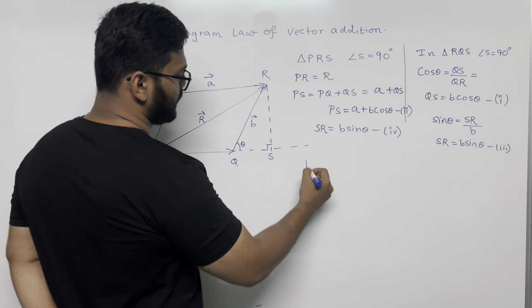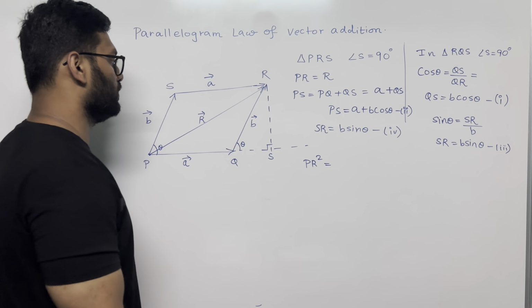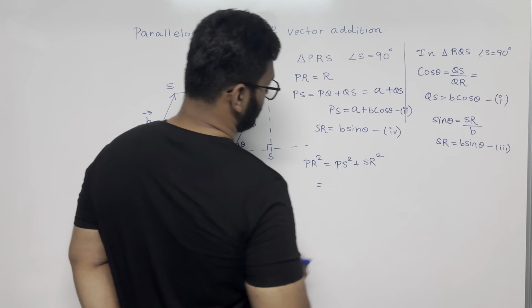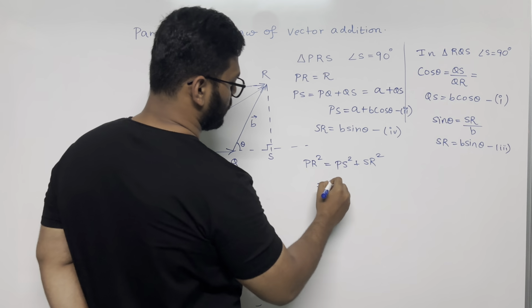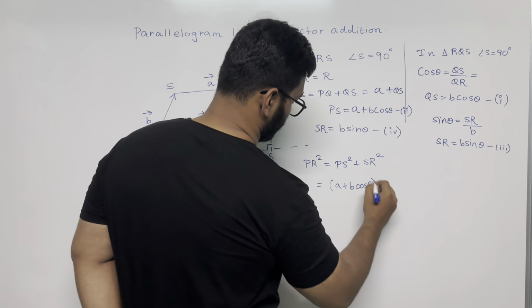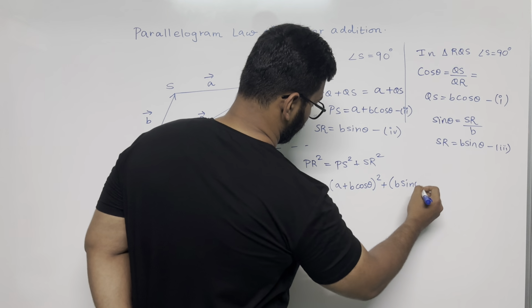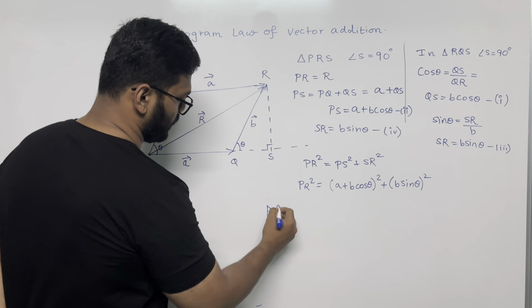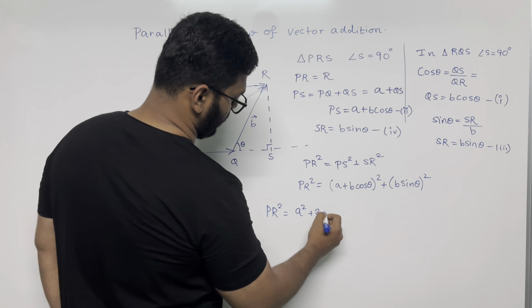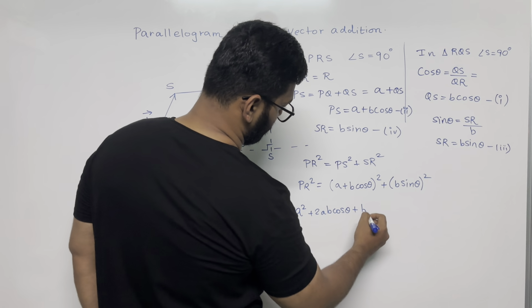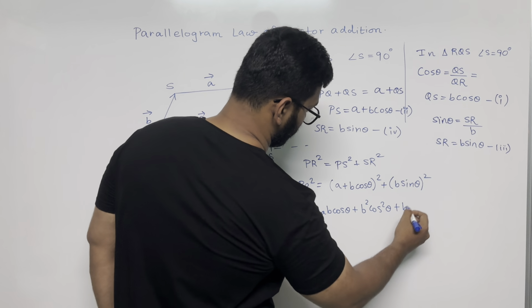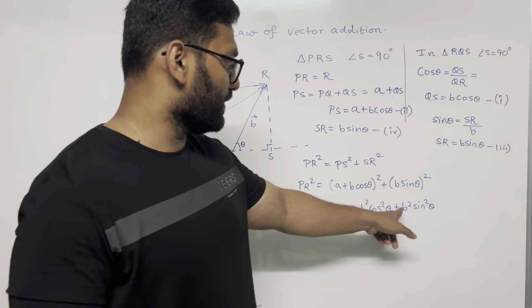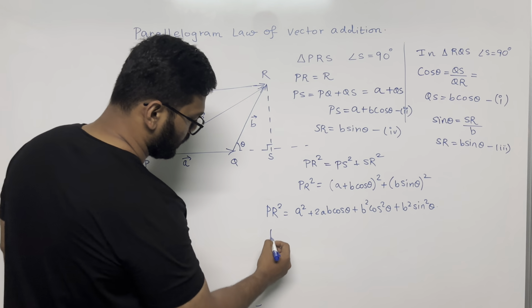Okay. Now in triangle PRS, angle S is 90. So by Pythagoras theorem I can write PR square is equal to PS square plus SR square, right? This is the Pythagoras theorem. PS is going to be (A plus B cos theta) whole square, plus SR square is (B sin theta) whole square. This is PR square. Now let's expand this and we will see A square plus 2AB cos theta plus B square cos square theta plus B square sin square theta, right? Now if I take common B square, then in the bracket we have sin square theta plus cos square theta. That is going to be equal to 1.